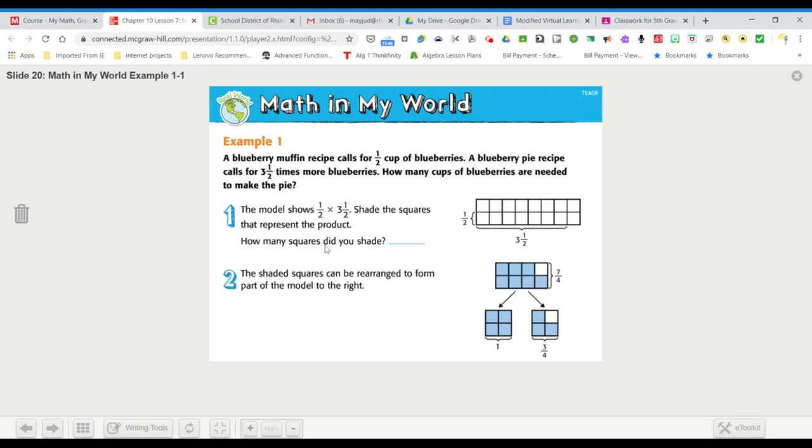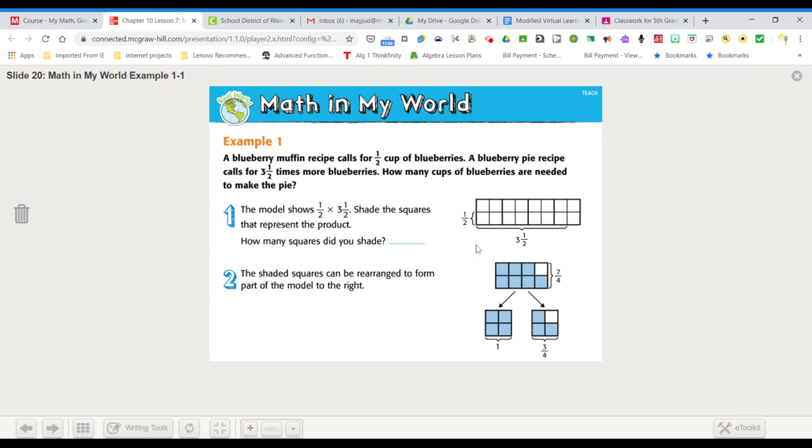So as you can see, the numbers that we're multiplying together here is 1/2 times 3 and 1/2. So let's look at the example. We've got a blueberry muffin recipe calls for 1/2 cup of blueberries. A blueberry pie recipe calls for 3.5 times more blueberries. How many cups of blueberries are needed to make the pie? So we've got 1/2 times 3 and 1/2.